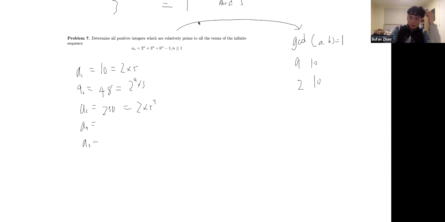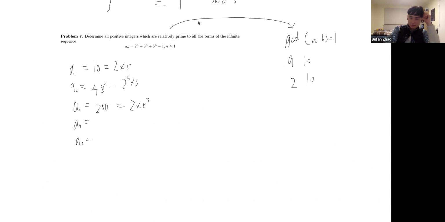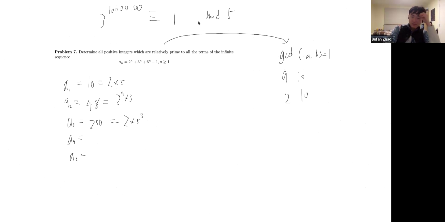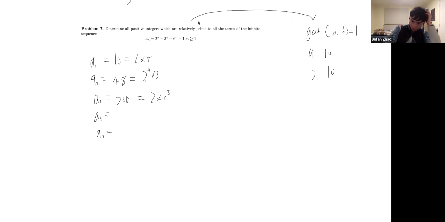A4. Oh, by the way, usually in Math Olympiad, you're not allowed to use the calculator, but I'll be merciful here, and you're allowed to use a calculator just once. Only this time. Anyways, let's do A4.